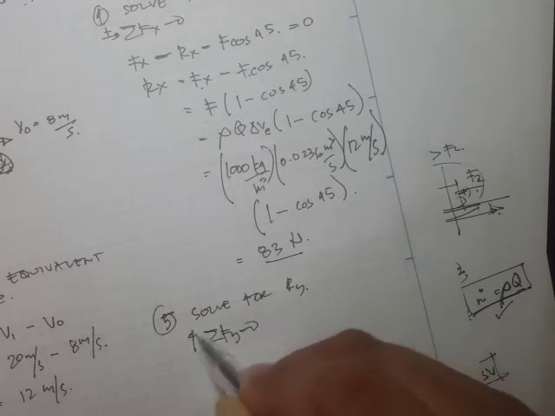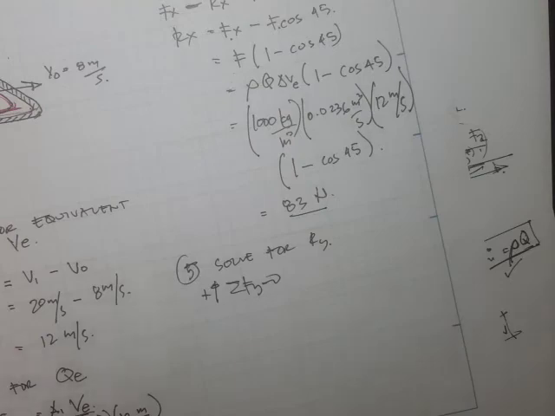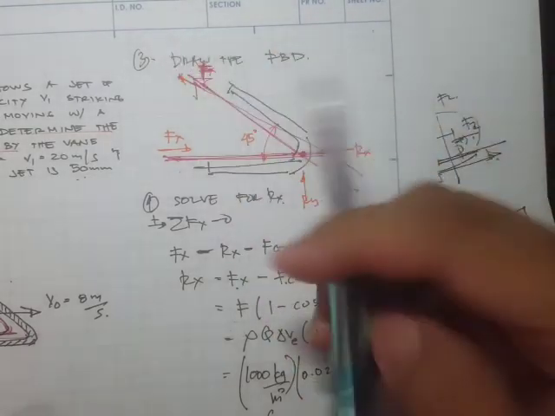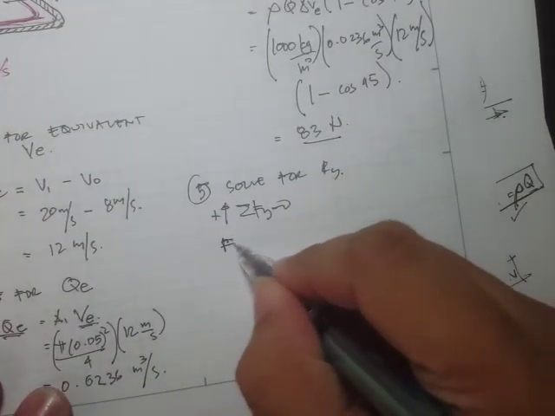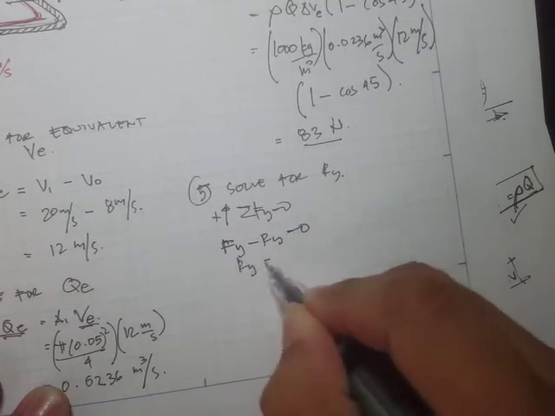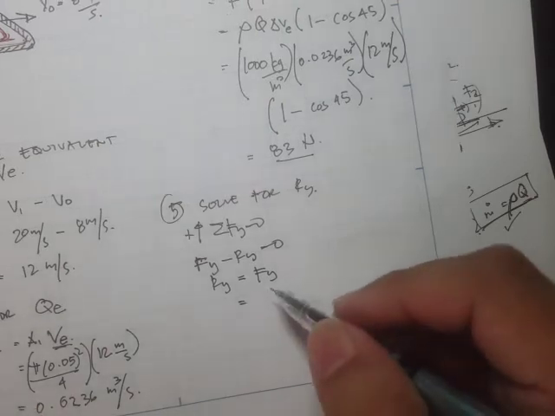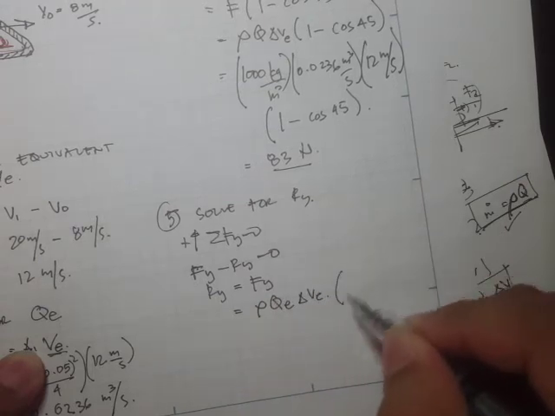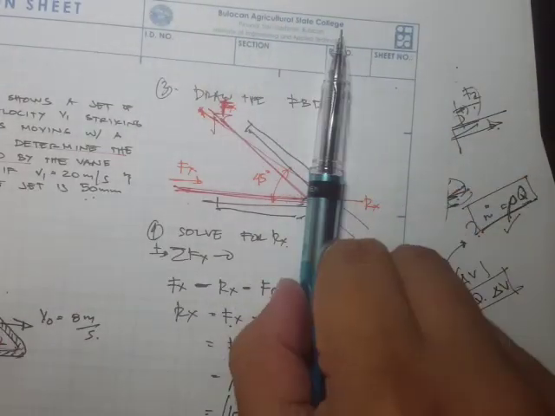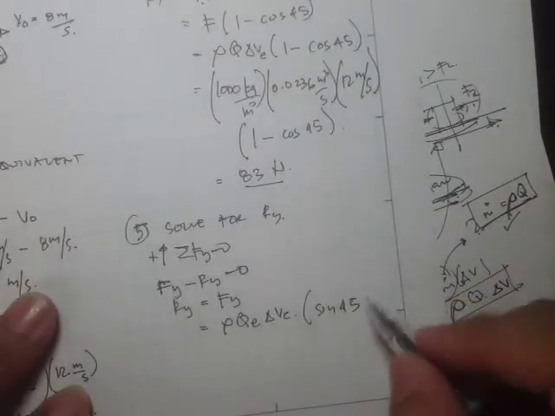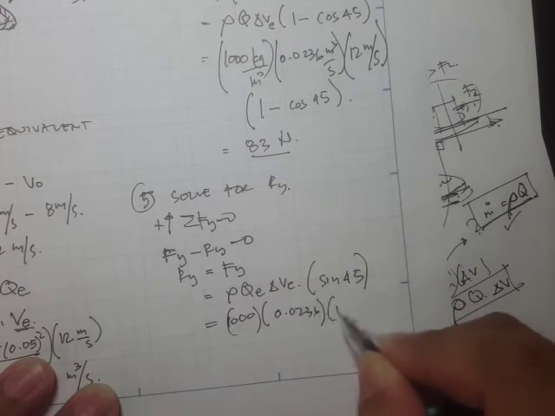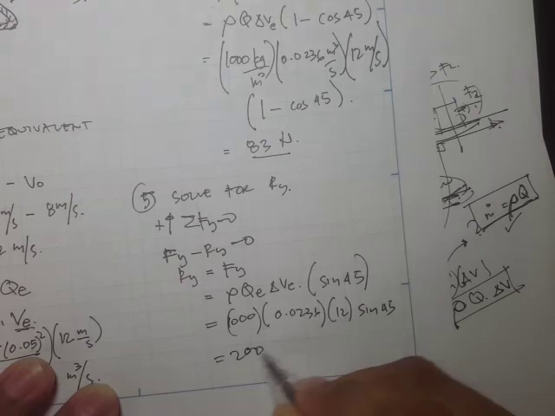So summation of forces y is equal to 0. All forces going up, we'll assume that it's positive. But here, if we have this going upward, this R sub y should be going downward. So F sub y minus R sub y is equal to 0. Therefore, R sub y is equal to F sub y. Now, what is F sub y? It's just the same as rho QE times delta VE times sine 45, the vertical component of this force. Therefore, this is 0.0236 times 12 times sine 45, and this is equal to 200 newtons.